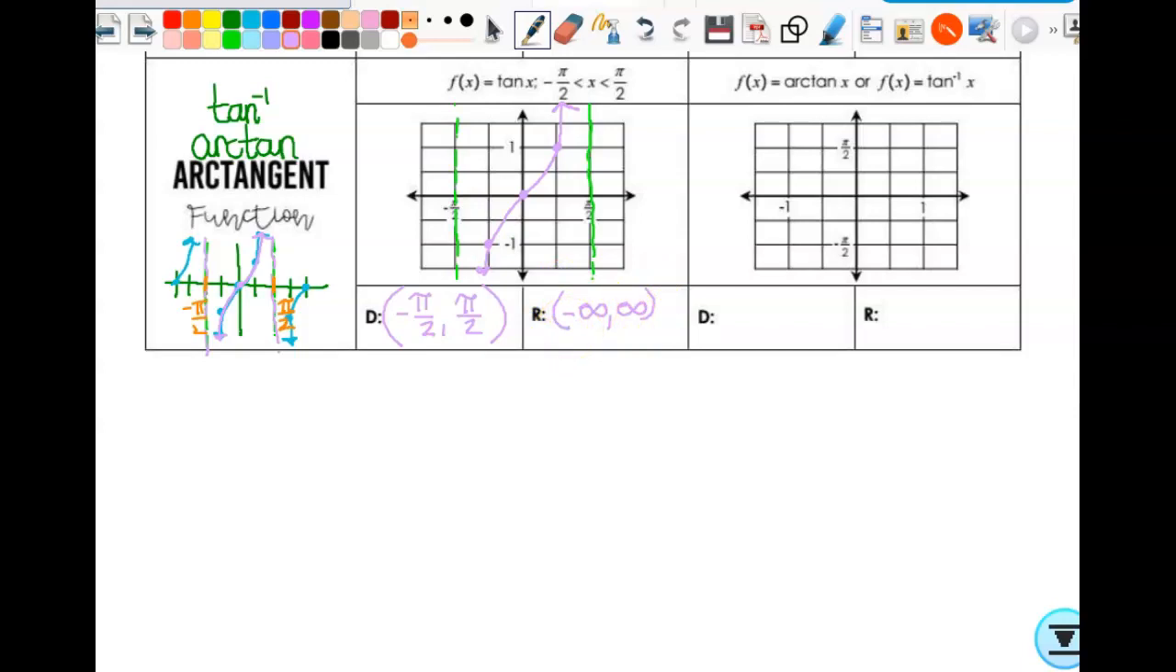So then the inverse, I'm going to switch the domain and range. So our domain is now going to be negative infinity to infinity. And our range is going to be negative pi halves to pi halves.